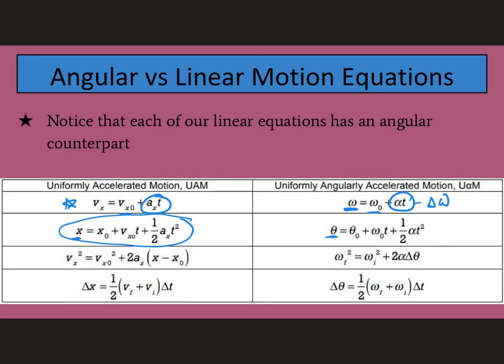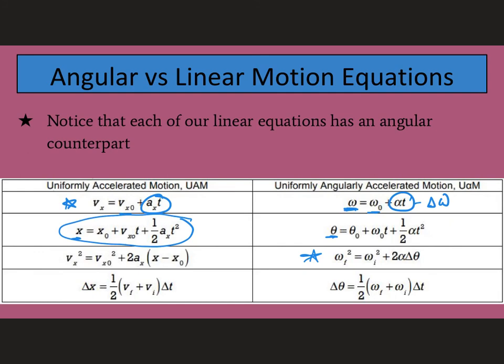We have our Vf squared equals Vi squared plus 2a delta x. This is the equation that relates final and initial velocities with the acceleration and the distance through which that object passes as it accelerates. We have the exact same equation over here, where our final angular velocity squared is equal to the initial angular velocity squared plus 2 times the angular acceleration times the change in angle.